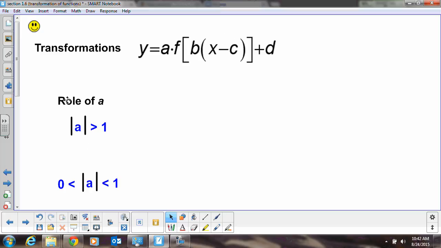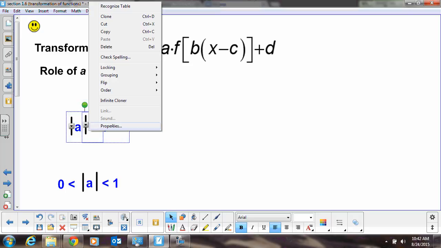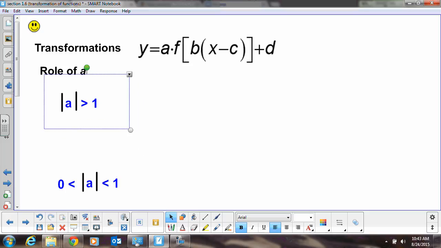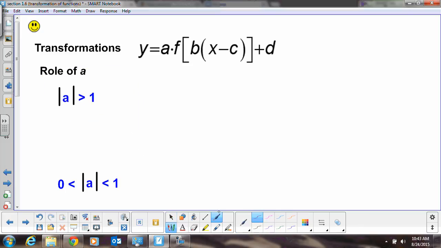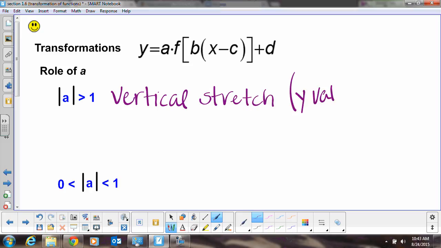All right, so let's talk about the role of A. Notice it says absolute value of A is greater than 1. When we say absolute value of A is greater than 1, what we're saying essentially is ignore the sign. Just ignore whether it's positive or negative. If it's bigger than 1, then you have a vertical stretch. And that means the Y values are multiplied by A.